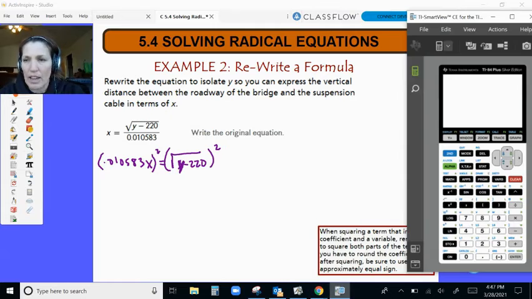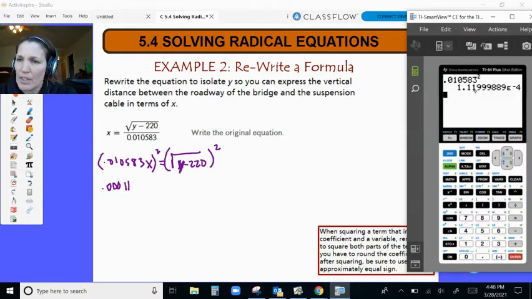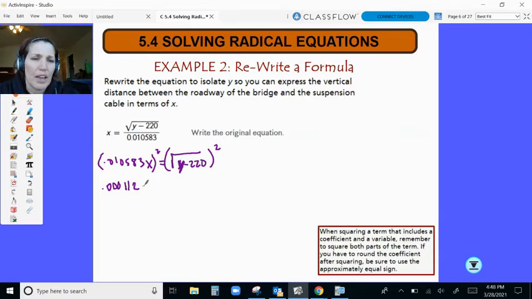Let's get my calculator over here. We have 0.010583, and we're going to square that. That gives us about 0.00011 with an exponent of -4, so you move the decimal over 1, 2, 3, 4. And that 9 rounds up to a 2 right here. Then x squared. So don't forget to square the x also. We square the number and square the x, and that's going to equal y minus 220. Sorry about the terrible writing here. Then we're going to add 220 to both sides.